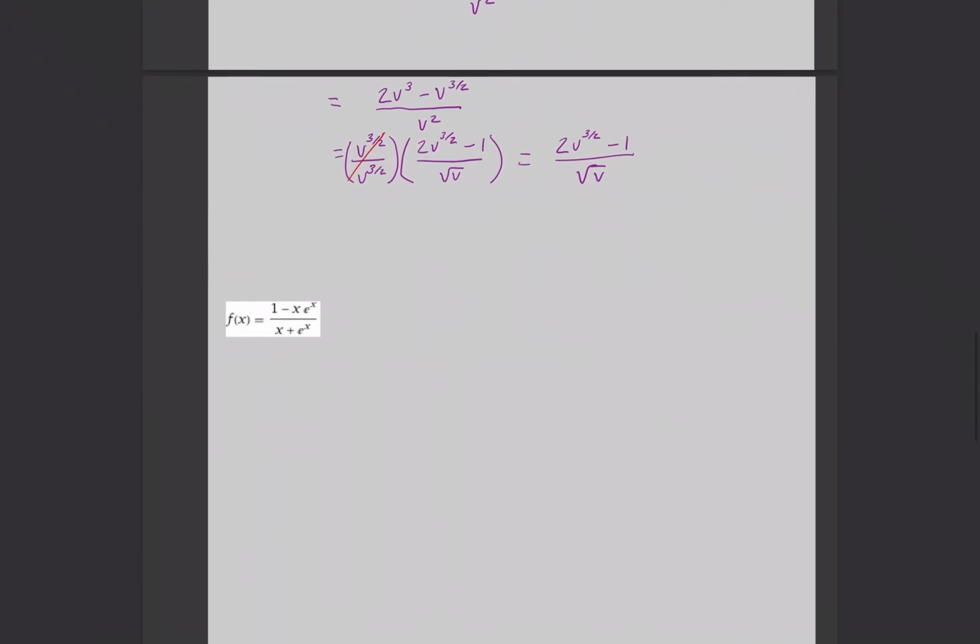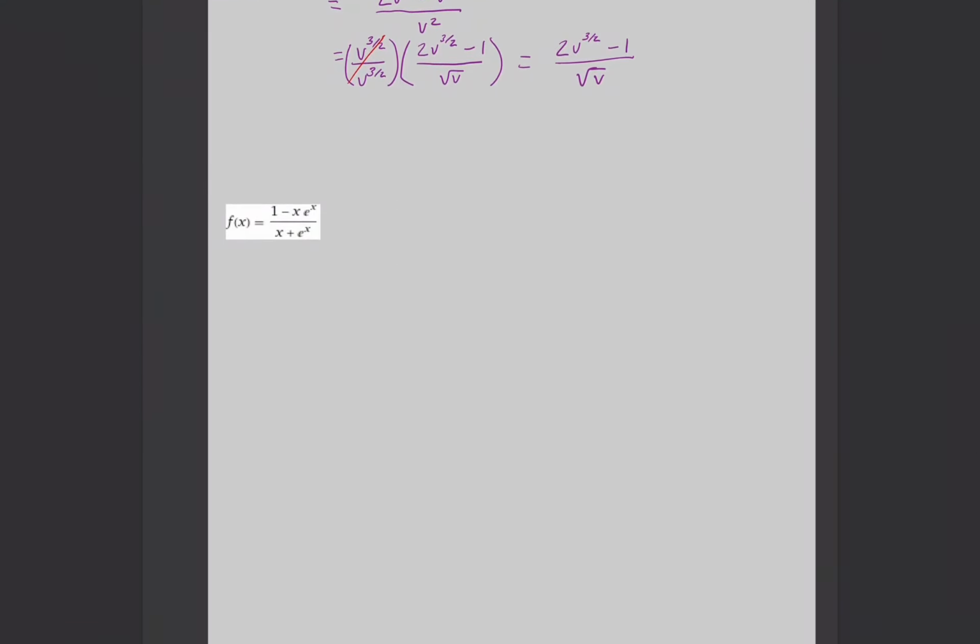On to our next example. f of x equals 1 minus x e to the x, all divided by x plus e to the x. So for this, our f is going to equal 1 minus x e to the x, and our g is going to equal x plus e to the x.